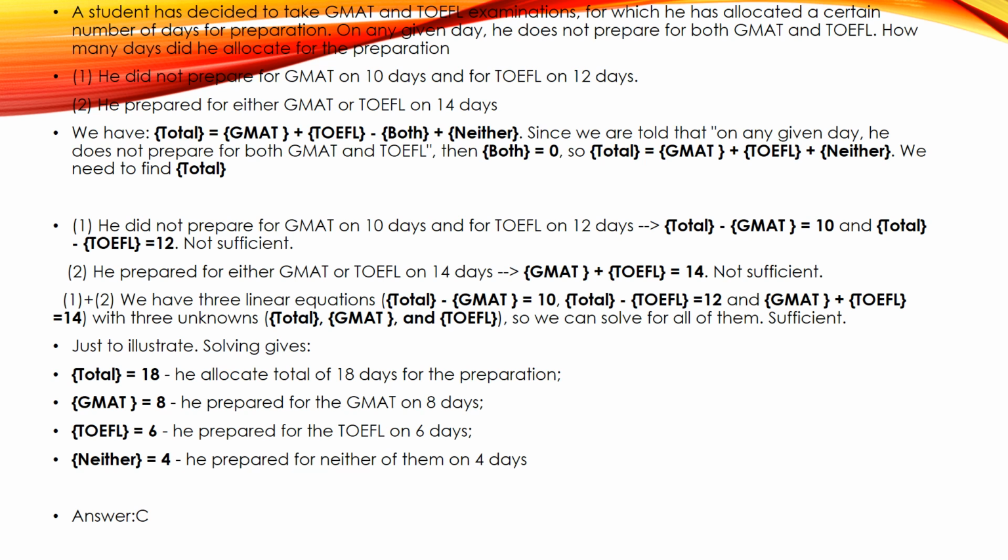GMAT is equal to 8. He prepared for the GMAT on 8 days. TOEFL is equal to 6. He prepared for the TOEFL for 6 days. Neither is equal to 4. He prepared for neither of them on 4 days. So the answer would be C.